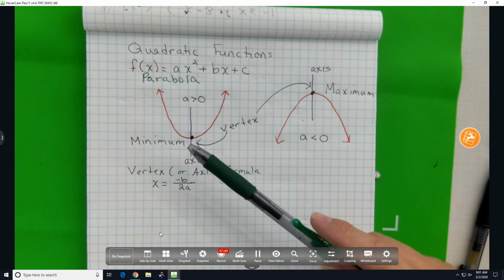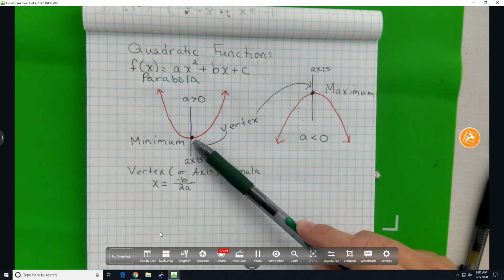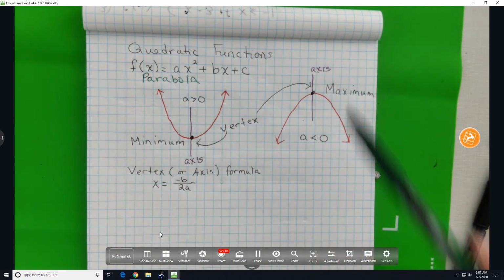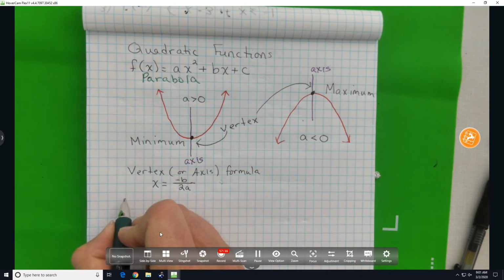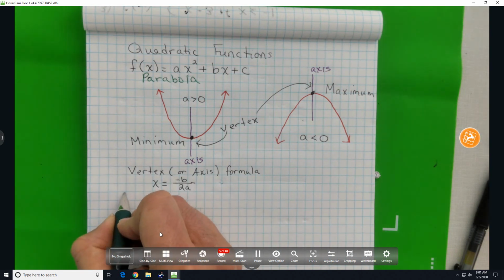At the vertex. There's a minimum if the parabola is opening upward. There's a maximum if the parabola is opening downward. Maybe you should define domain of... I guess you've already defined domain and range, haven't you?